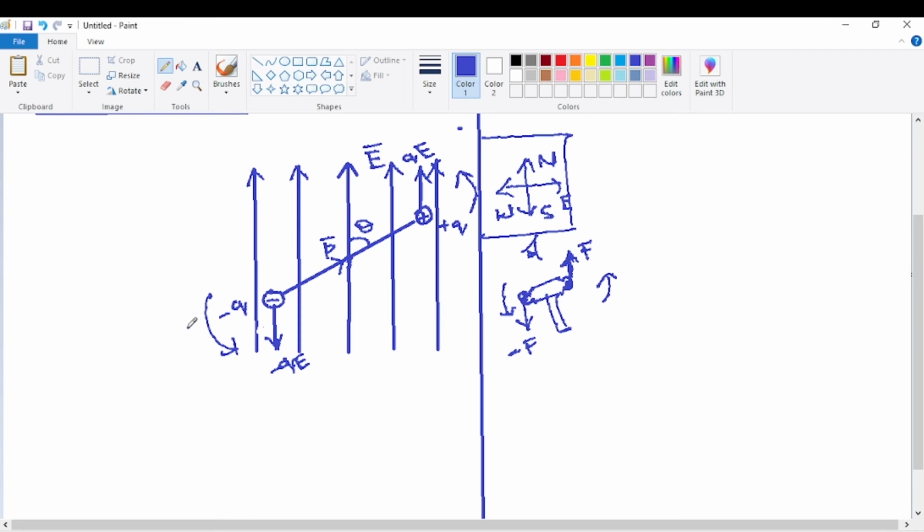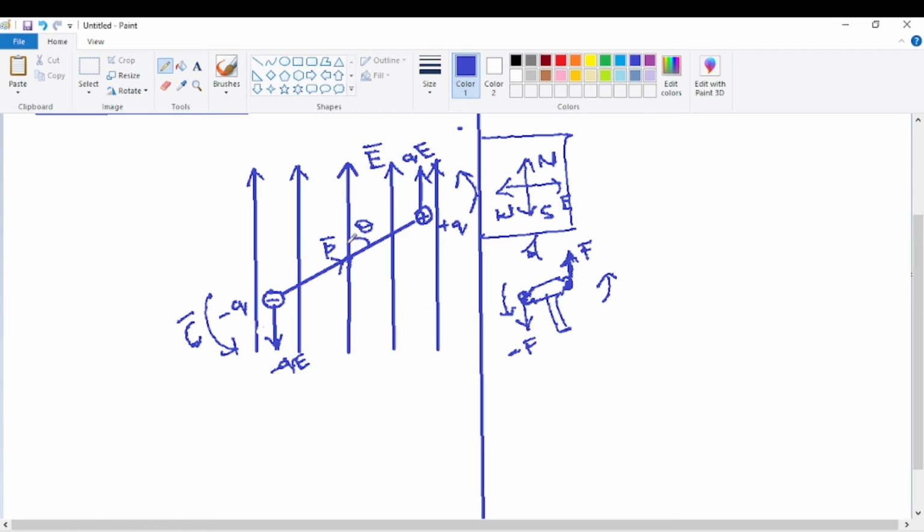So this moment of couple, or torque due to couple, is always found to be a vector quantity. Only two directions are possible for torque due to a couple, or simply torque or moment of couple. One is anti-clockwise, and one is clockwise. This is the anti-clockwise direction going this way. So it tries to turn in this direction, which means the positive charge is moving this way.